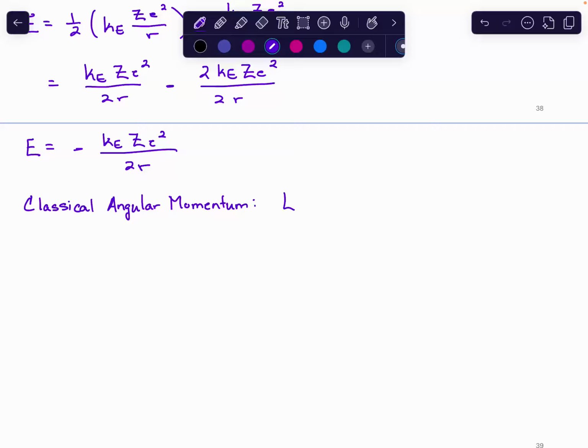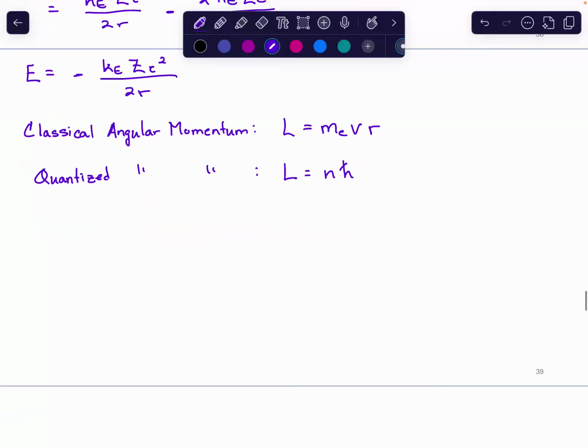We label angular momentum as L. This is going to be the mass of your electron times V times R, velocity times radius. Quantized angular momentum, L, is going to be n h bar, where of course n is your principal quantum number. So in the Bohr model, we now have the mass of your electron times V times R equals n h bar.